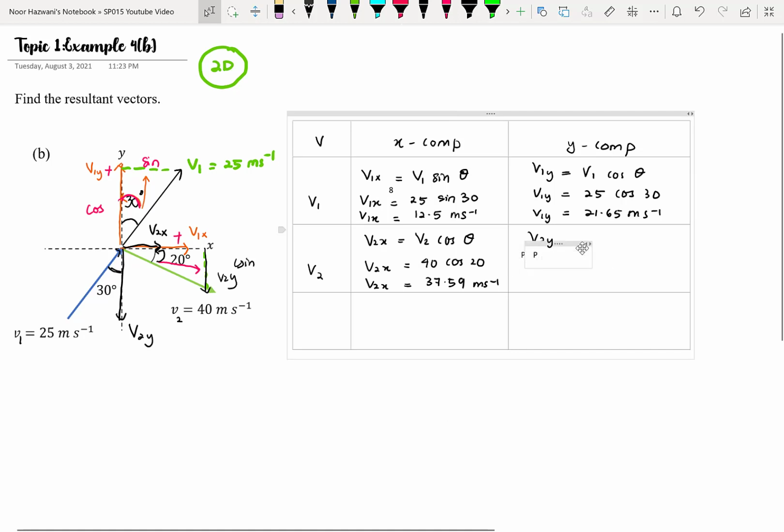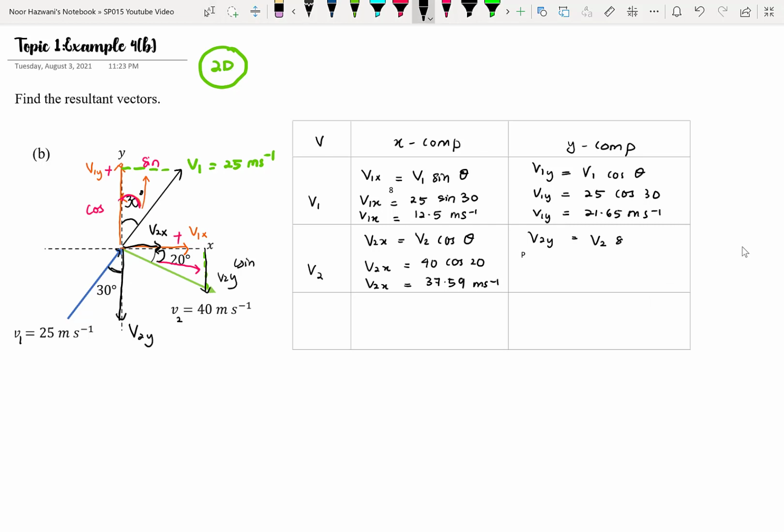Okay, so for V2Y you will use sin. So equals V2 sin theta. So V2Y equals 40 sin 20, and then press the calculator. Then you will get 13.68 meter per second. Make sure you write the unit every time you have a value. Any value must have a unit, except if the value really has no unit, so unitless.